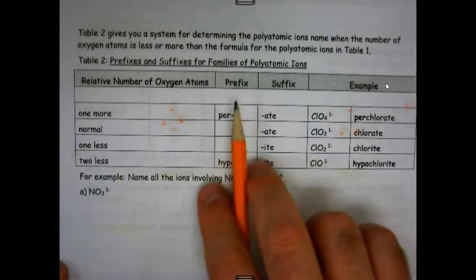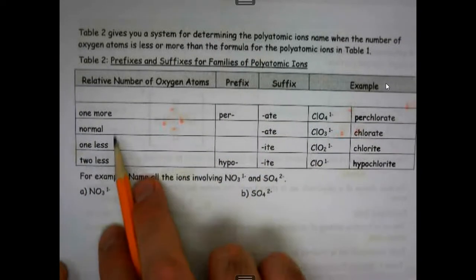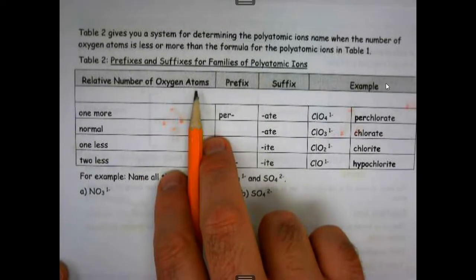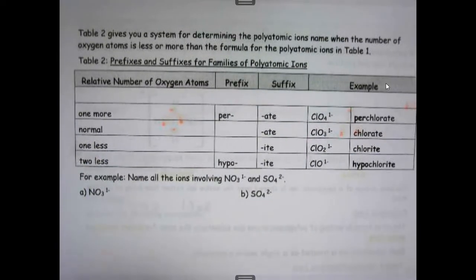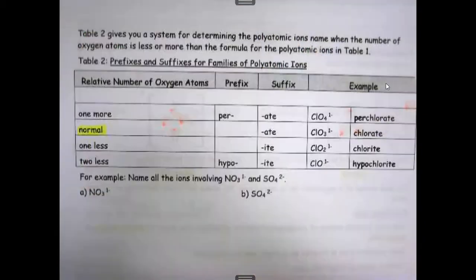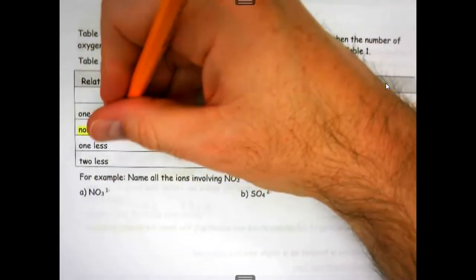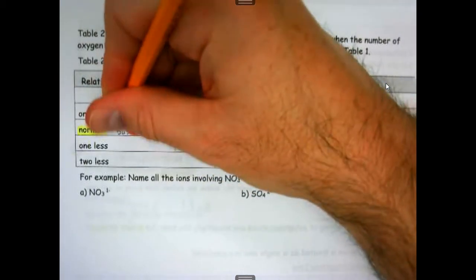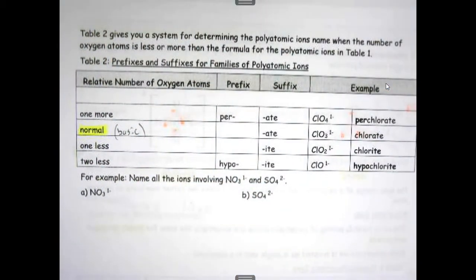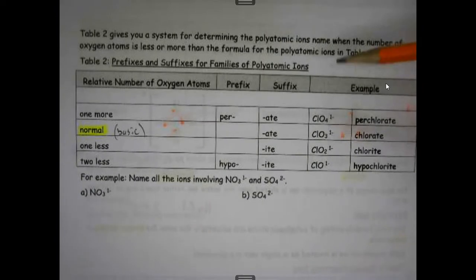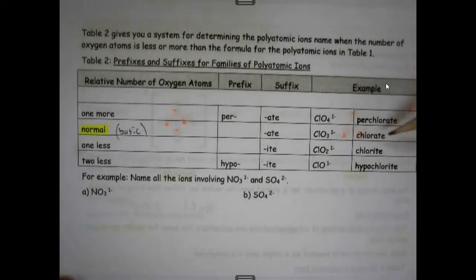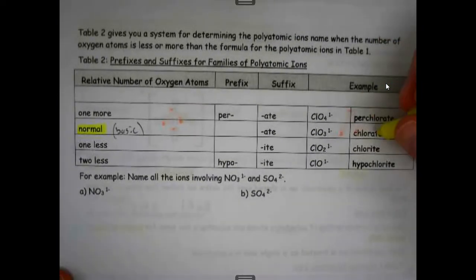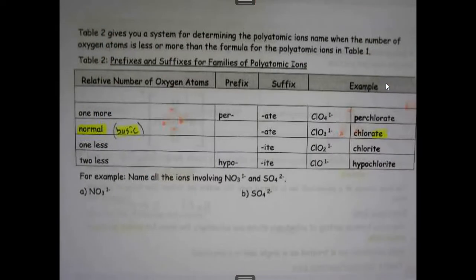Now the way this table works is this is telling you how many oxygen atoms I have. And we said that the normal amount would be from table 1, that's the basic unit that we recognize as one of these polyatomics of that particular type. So in this way, the table is looking at chlorate. The normal or basic is the "ate" version of that. That was from table 1.